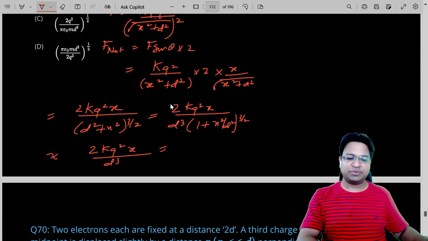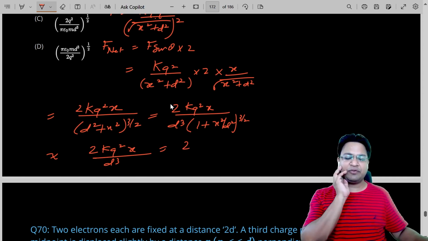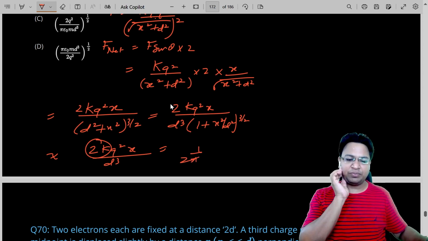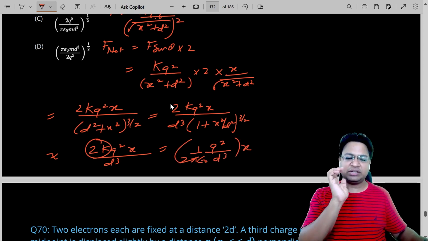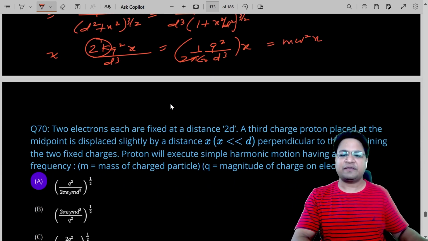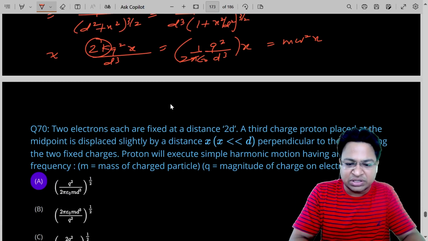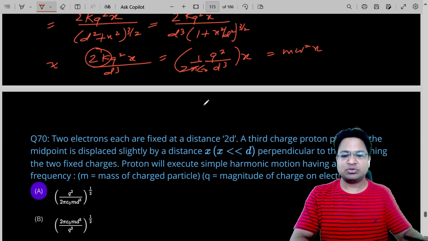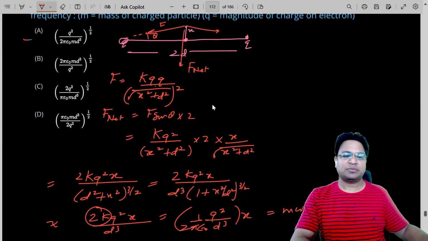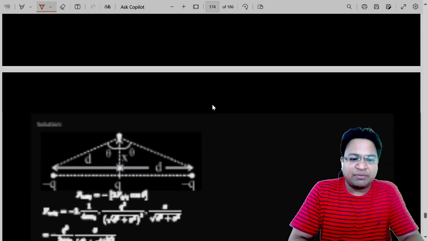All right, k is 1 by 4 pi epsilon naught, so 2k becomes 1 upon 2 pi epsilon naught. So I'm writing this 2k as 1 upon 2 pi epsilon naught, then we have q square and then d cube, into x. Now this entire thing is your force. To find omega, we equate it with m omega square x, and from here we get the value of omega. The question is asking us to calculate the angular frequency only. So omega is the root of q square upon 2 pi epsilon naught m d cube. So option A is correct. That was question number 70.